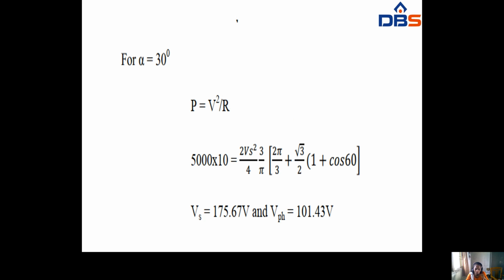By substituting the above values, with alpha equal to 30 degrees and P equal to V square by R, we get Vs equal to 170.67 and V phase equal to 101.43.